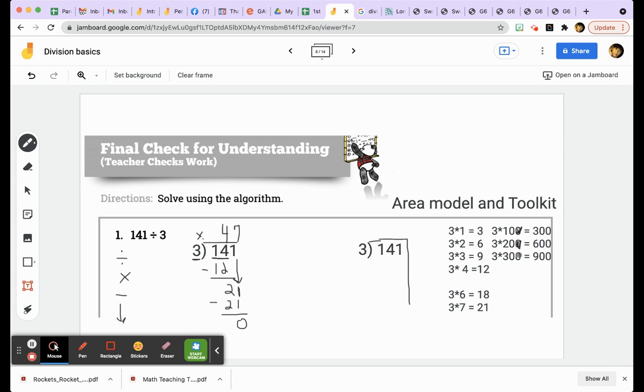So in what you have written, I'm going to change this. And I'm going to add one more. I'm going to add 3 times 40 is 120.